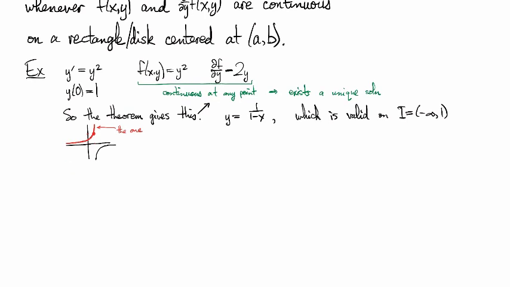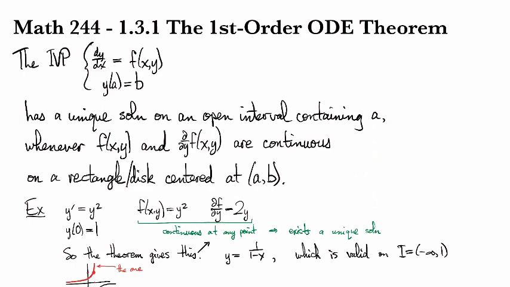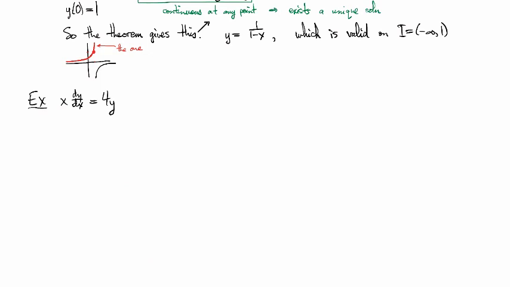Okay, how about another example? We'll take x times dy/dx is equal to 4y. Now this one is not written in the exact form that I showed you above, namely this one right here. So I have to solve it for y prime before we can go on. So let's go ahead and do that. I will divide by x here, and I'll have dy/dx equals 4y over x. So that's my f of x, y for this example.